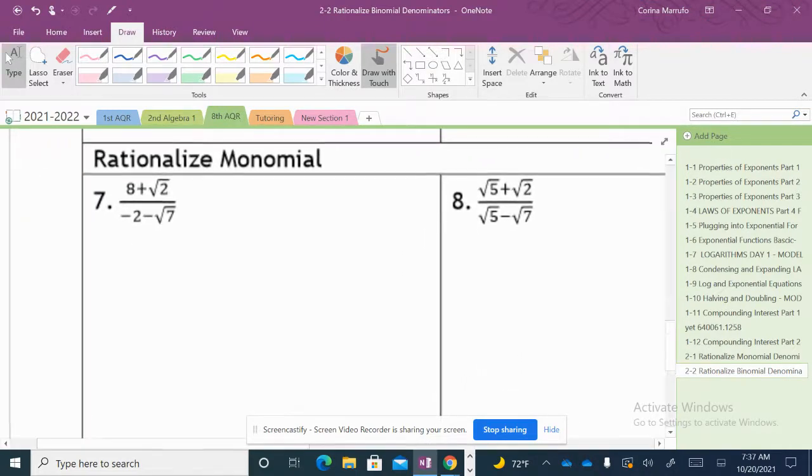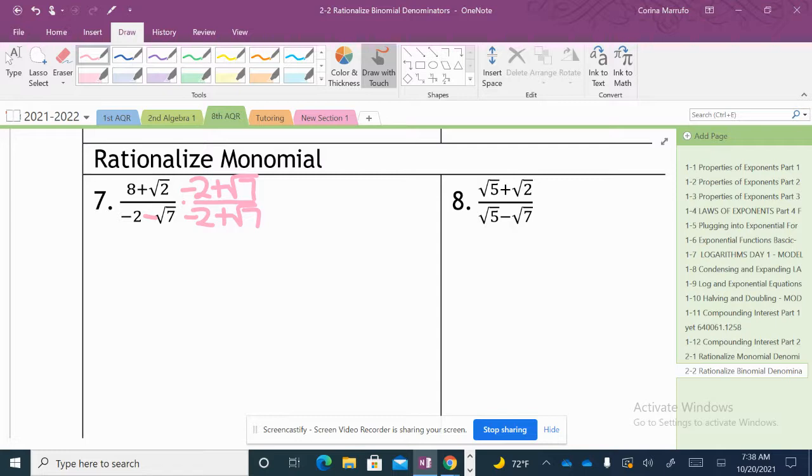Okay. This next one, rationalize monomials. So this one is a little bit different. We're still having the same idea. We do need to cancel out the square root on the bottom. So on the bottom, we're going to multiply by the conjugate. So instead of minus the square root of 7, it's going to be plus the square root of 7. And that's what's going to cancel out the square root on the denominator. Okay. We don't have to get rid of the square root on the top. That's fine, as long as there's not one on the denominator.